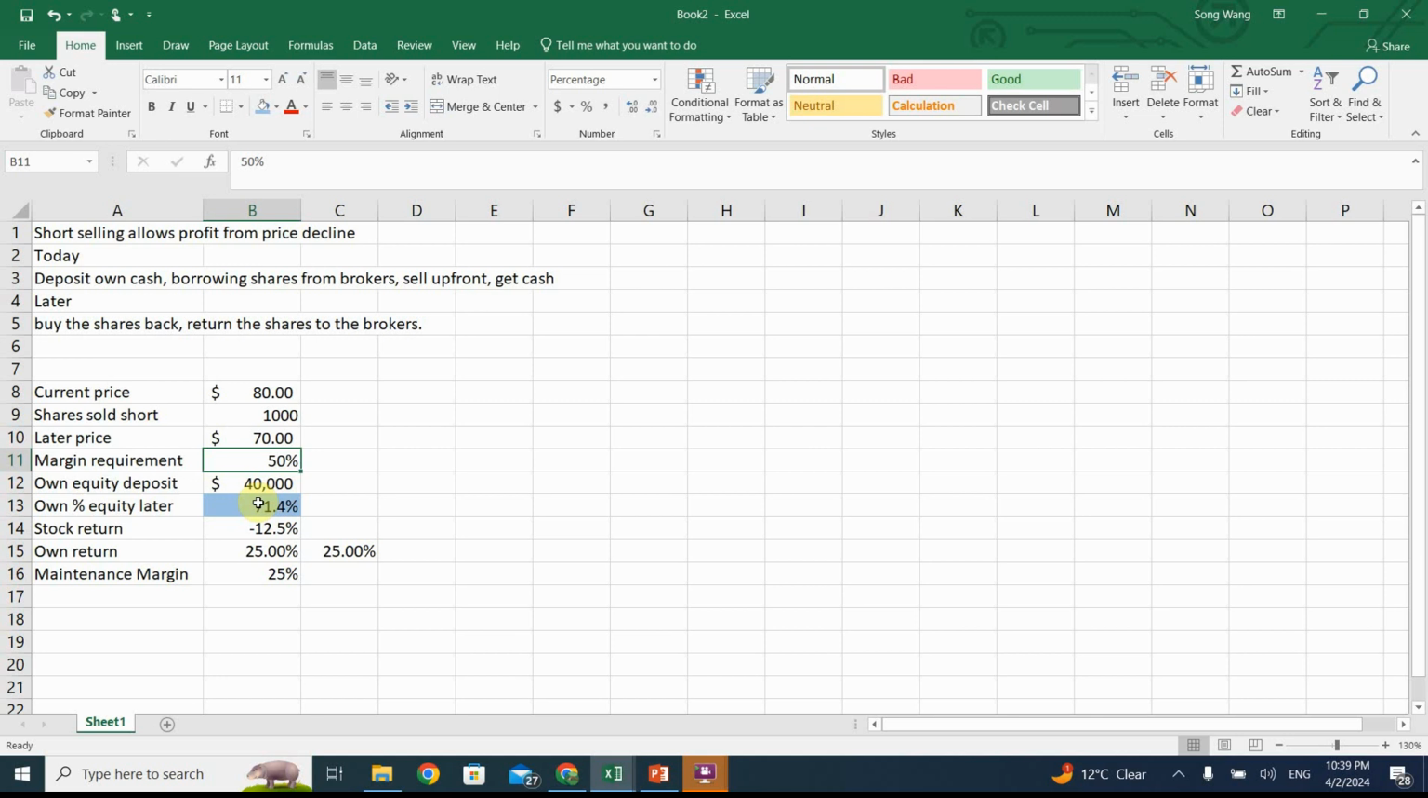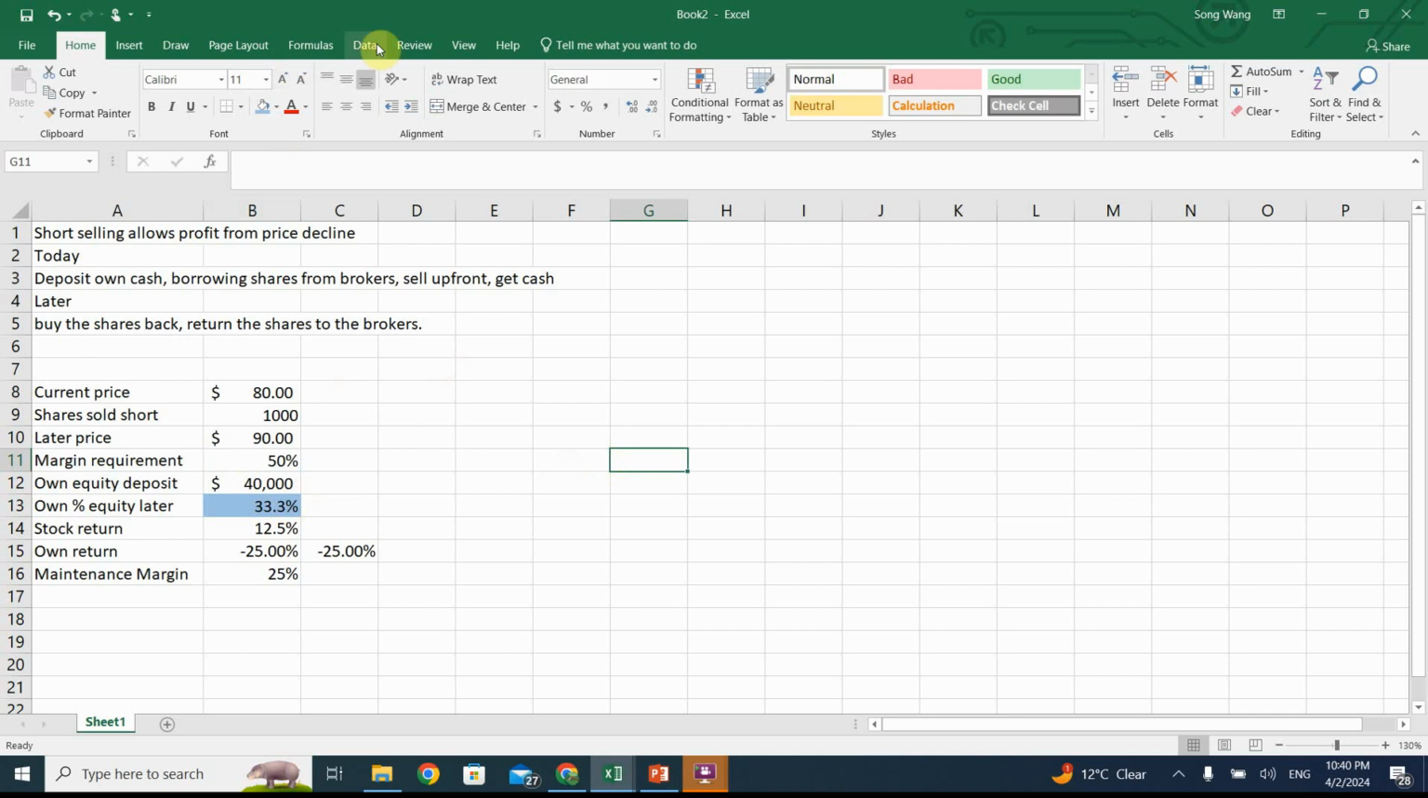But what will make this 71.4% drop down to 25%? What will be the later price that caused that change? Of course, it has to be higher than $80. Let's say it's 85. You can see that your equity percentage dropped to 40%, but that's not low enough for the broker to call the margin. What about if it's 100? I think that's a little too far away. What about 90? Well, still it's above the margin call.